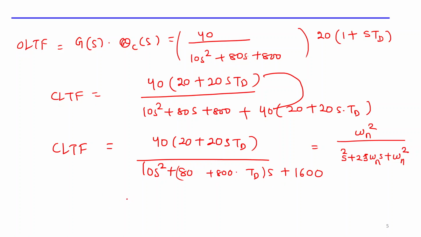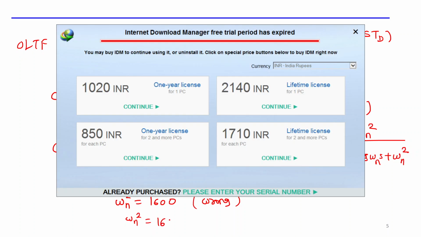People really make a mistake here. They directly take omega n square equal to 1600. That is wrong, because here the coefficient is 10 and in the standard form the coefficient is 1, so you have to make the coefficient equal to 1. So you divide by 10 everywhere. Then this becomes 8, this becomes 80, and this becomes 160. I have divided by 10 everywhere in the denominator. Then your omega n square is 160.